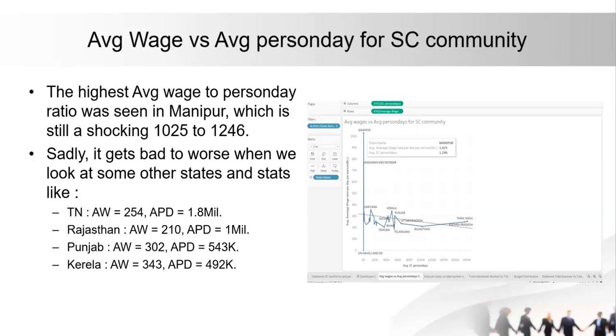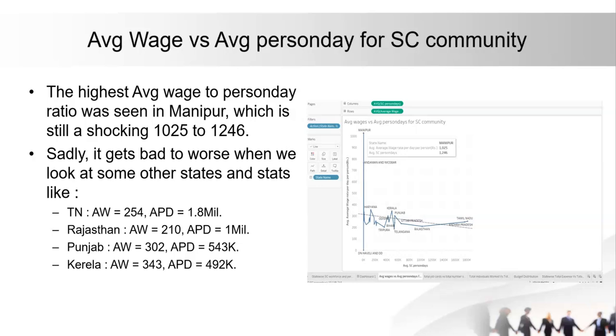Like in Tamil Nadu, the average wage was 254 rupees, while the average person day ratio was 1.8 million units of work. Similarly, in Rajasthan, you had the average wage being 210 rupees, while the average person day was 1 million. In Punjab, you had the average wage of 302 rupees, whereas the average person day unit of work was 543,000.